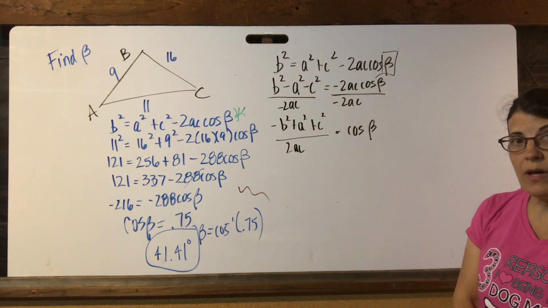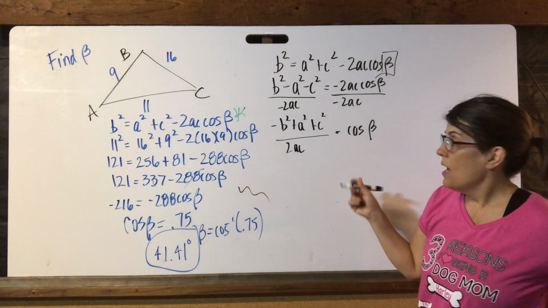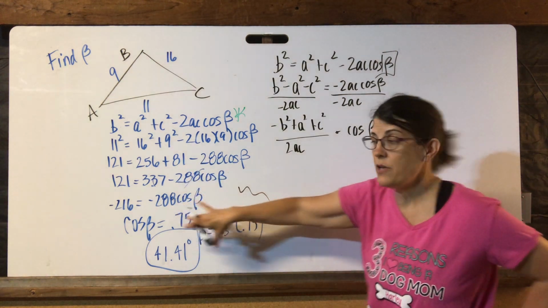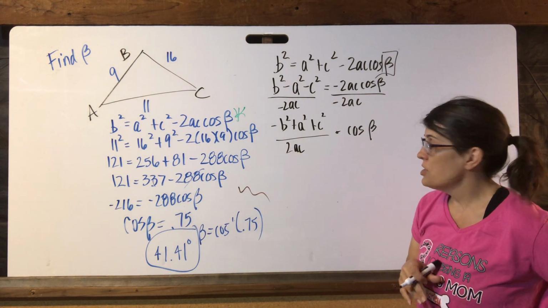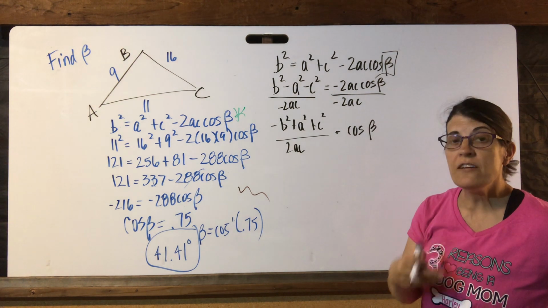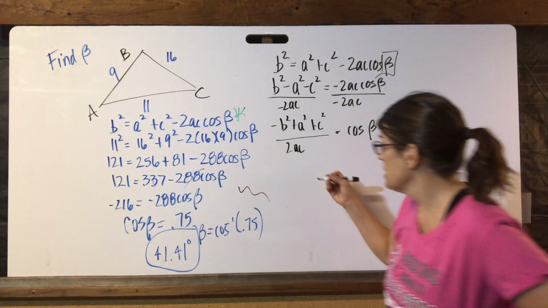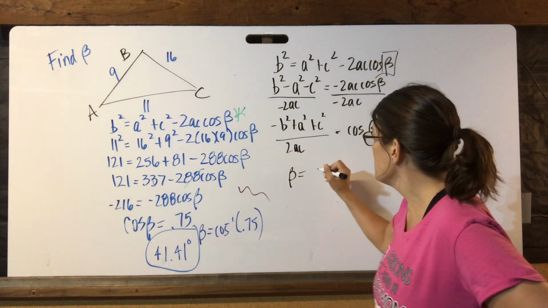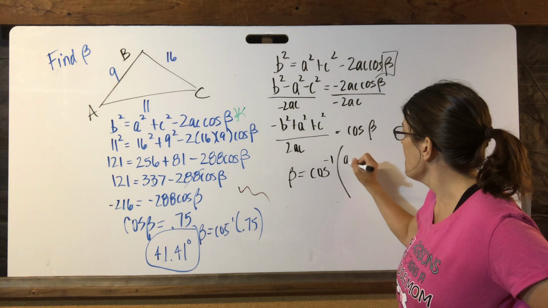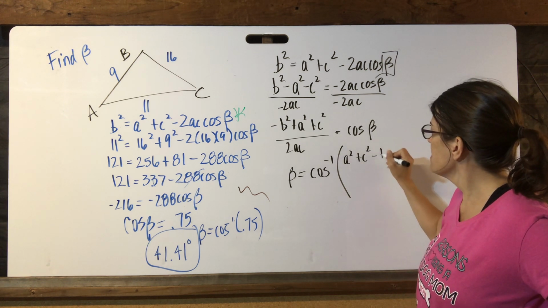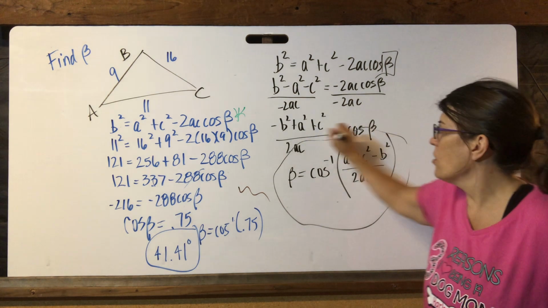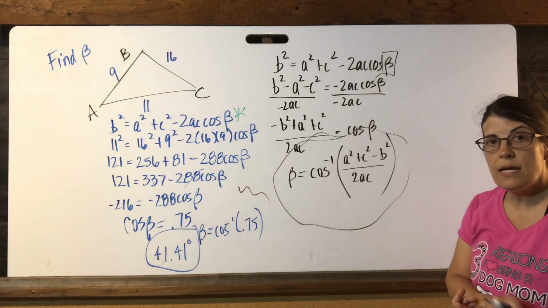Okay, so I want to find the angle. I know the cosine. The cosine is this mess right here. It was 0.75, an exact numerical value. Here it's a bunch of variables, but it still represents the cosine of this angle. So I'm going to do the inverse in order to find out what beta is. So beta is equal to the inverse cosine of a squared plus c squared minus b squared all over 2ac.